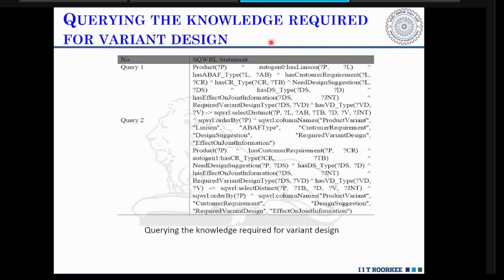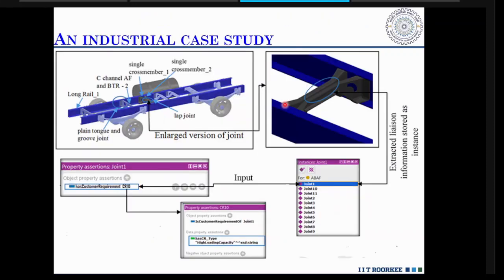Then again, we have some queries. We wrote two queries, and whenever these two queries fire, we will find all sort of results. So again, we have taken a case study, the chassis of an automotive assembly, and you can see the customer requirements here, something like high loading capacity.